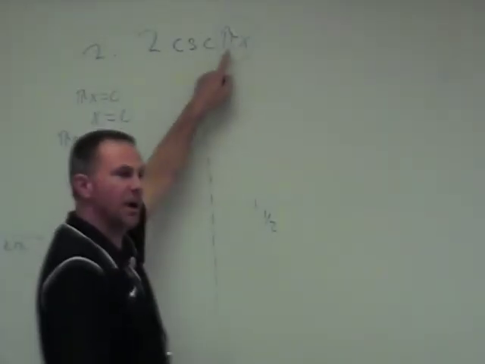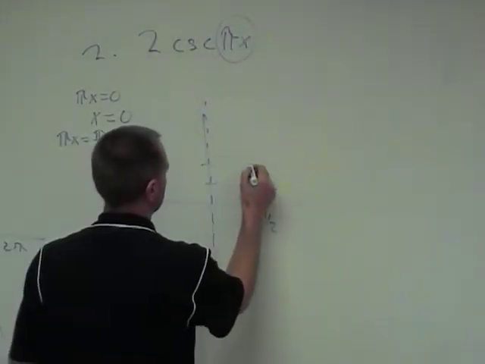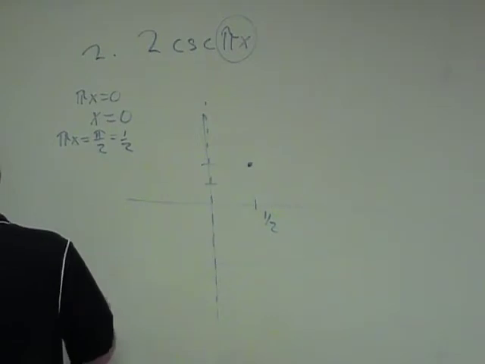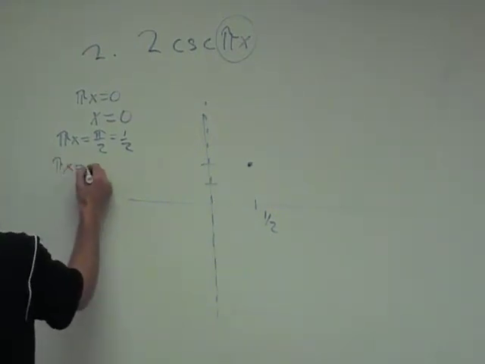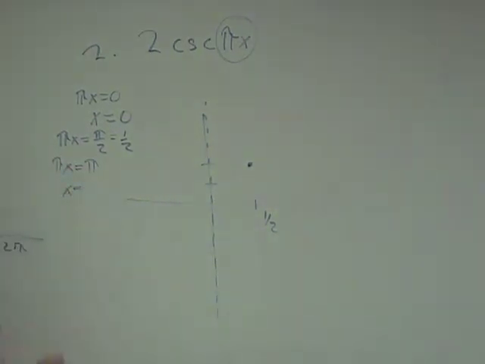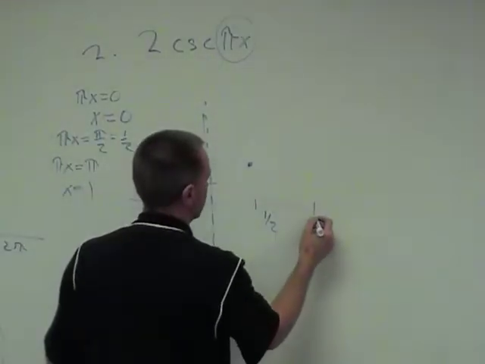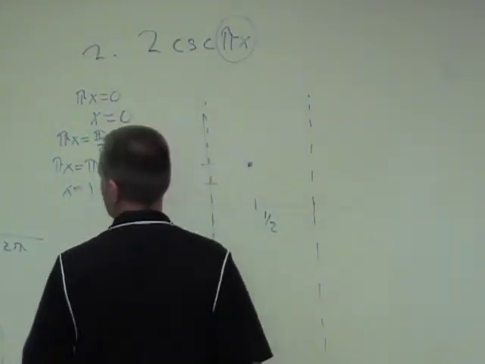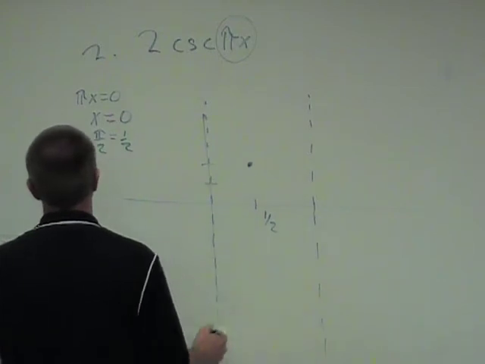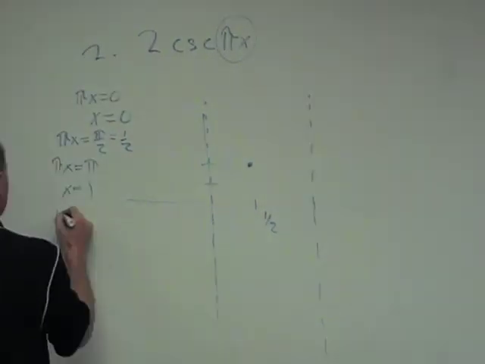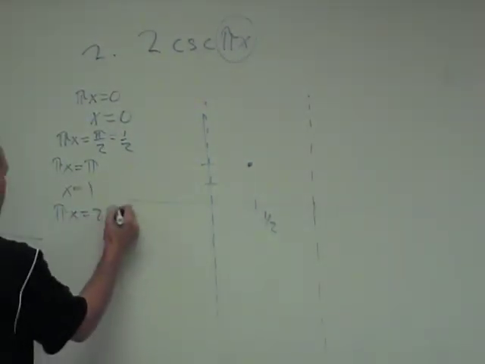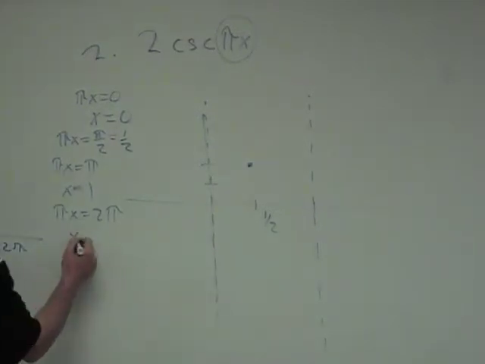At 1/2, we plug 1/2 in. Pi times 1/2 is pi over 2. The cosecant of pi over 2. Cosecant is 1 over y. That's 1. Times 2 is 2. Pi. So pi times x equals pi. What's x equal? 1. If it's an asymptote there, it's going to be an asymptote here. We'll do the next one. Pi x equals 2 pi. Yeah, x equals 2.